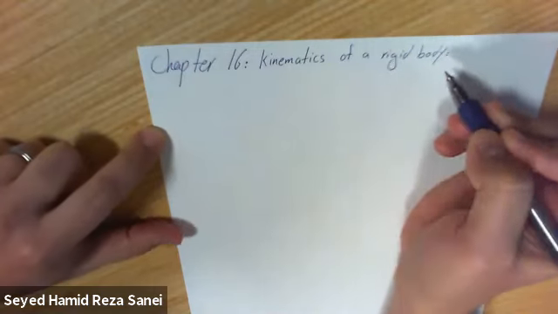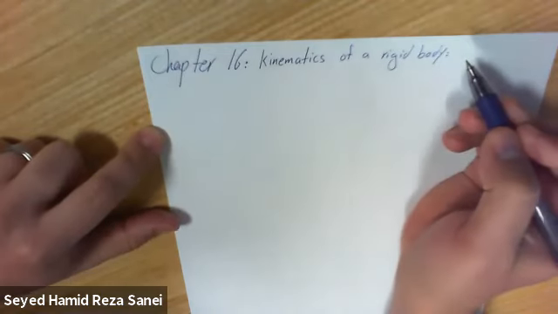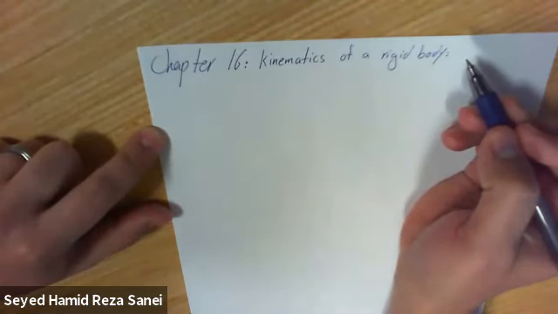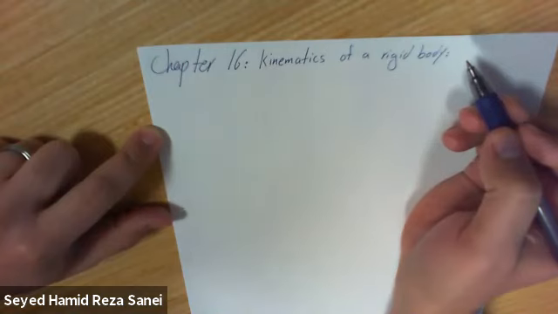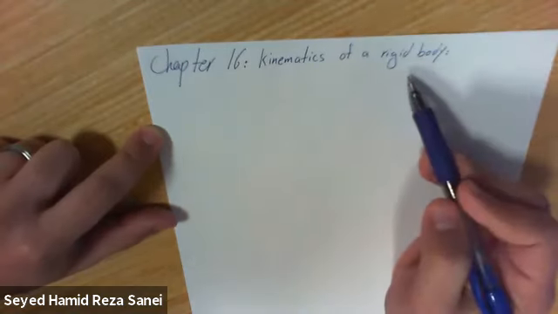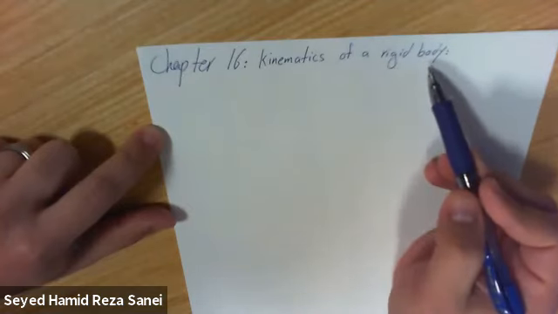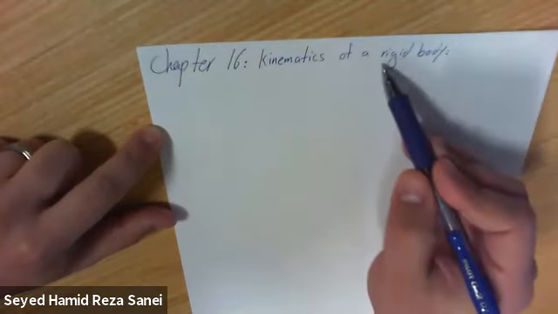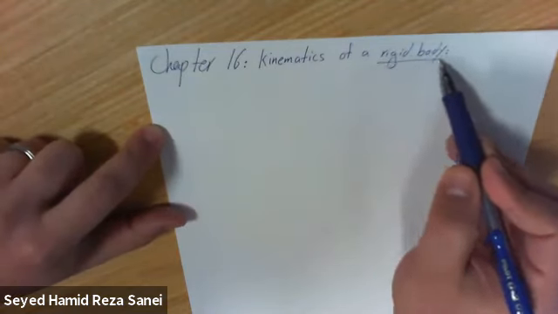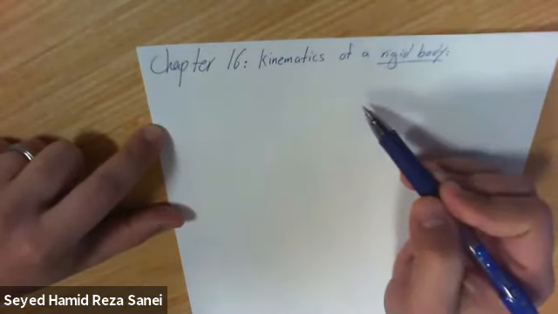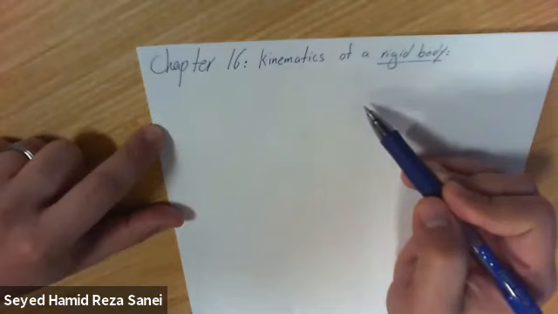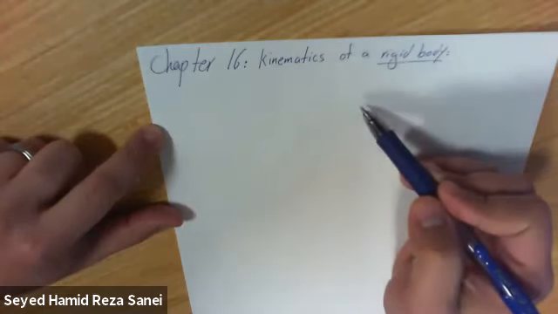We have previously talked about kinematics and kinetics, but we were focusing on a particle. Here, for the first time in this semester, we are going to talk about a rigid body, which means that the size of the object is no longer negligible, and we are going to include the size of the particle, which means that we are going to deal with the rotation and the moment as well.